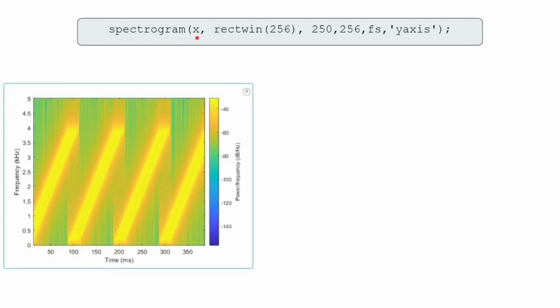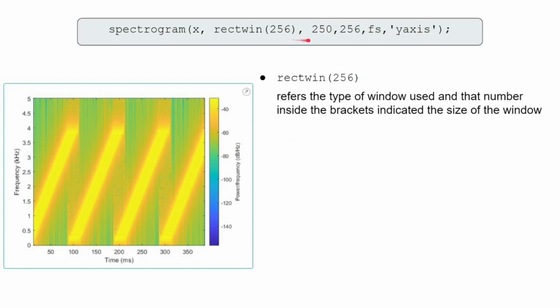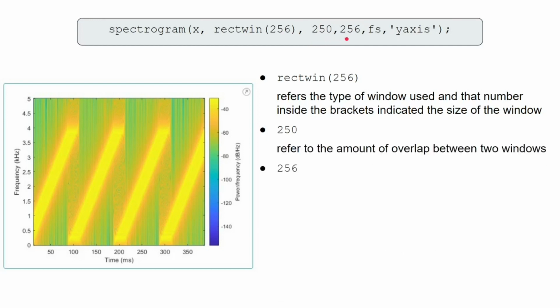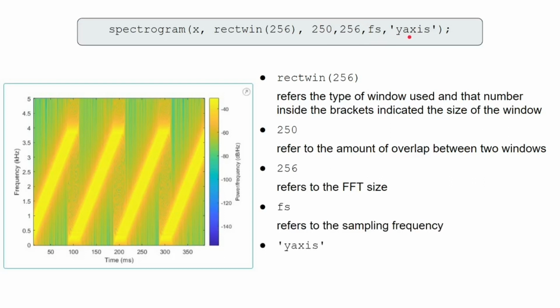Here, x represents the signal, rectwin(256) is the window type and the length of the window. 250 is the number of overlap samples between two consecutive windows. 256 is the length of the FFT, and Fs shows the sampling frequency, and 'yaxis' shows the frequencies along the y-axis. First we will subject the chirp signal to the rectangular window.